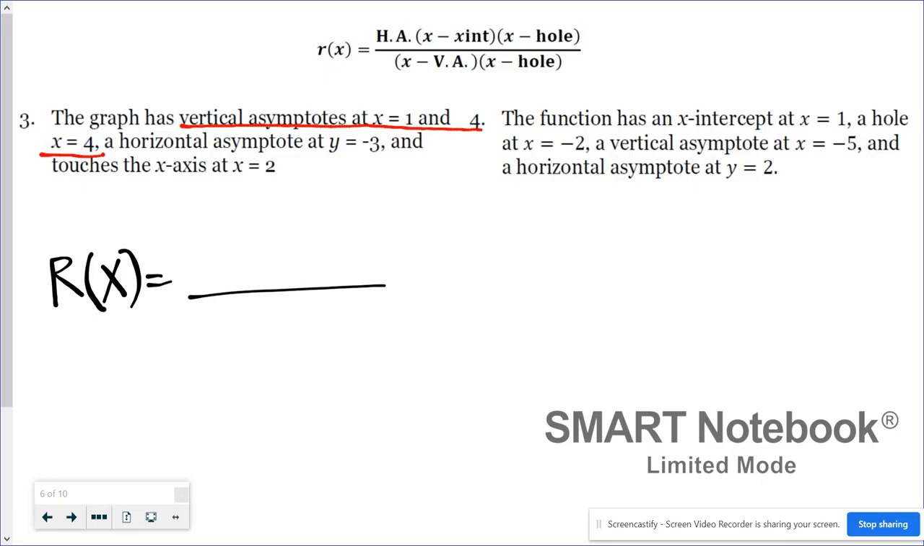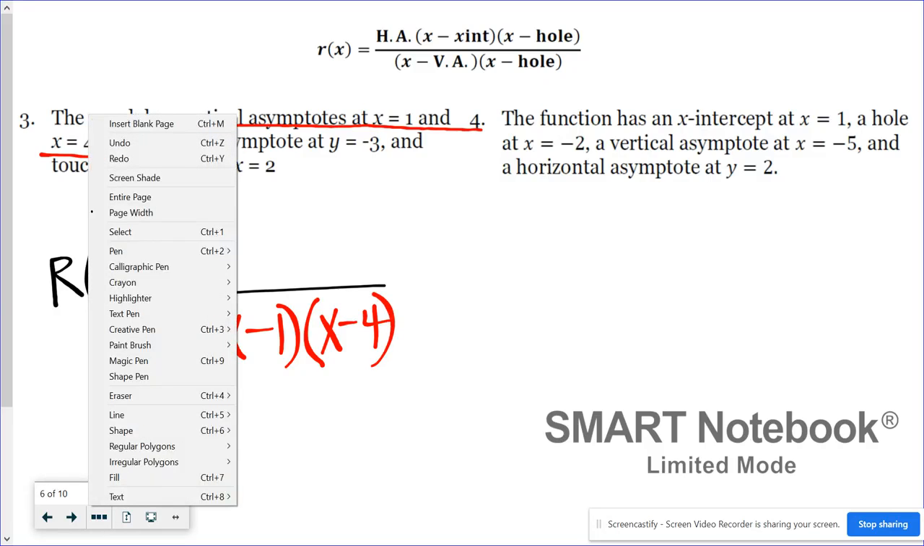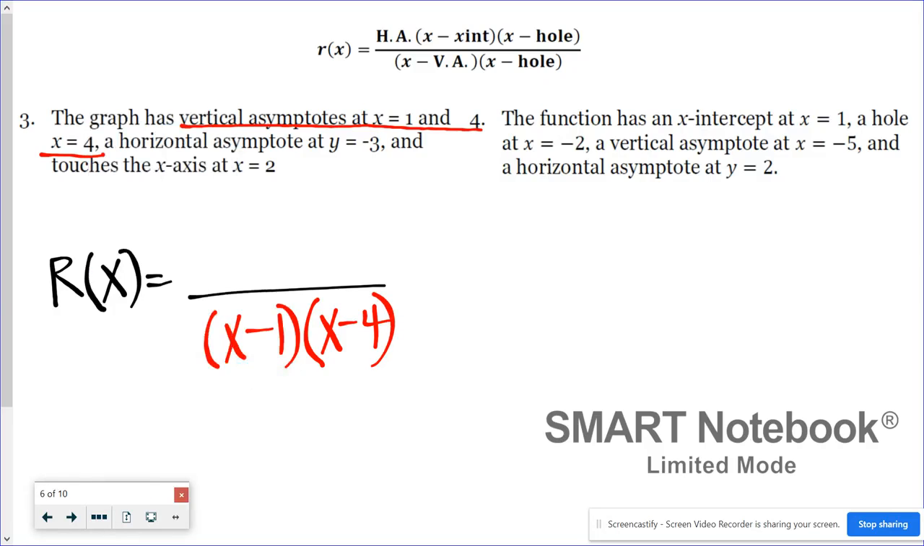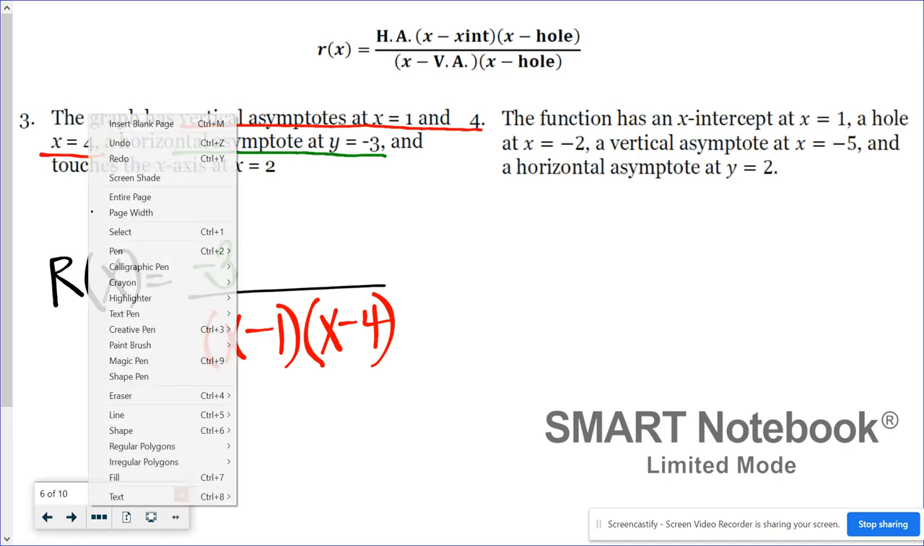So in the denominator, I'm going to have a factor representing the vertical asymptote at x equals 1. So that's going to look like this, x minus 1. I'm also going to have a factor for the asymptote at x equals 4, and that will be x minus 4. The next property that they describe to me is a horizontal asymptote at y equals -3. So that's going to go on top as my coefficient.